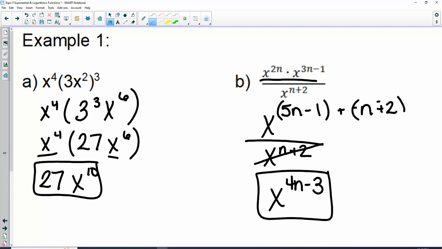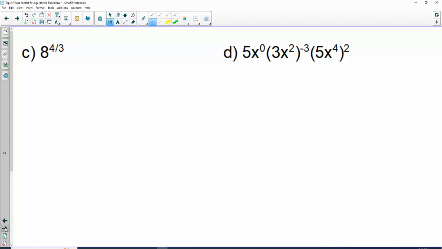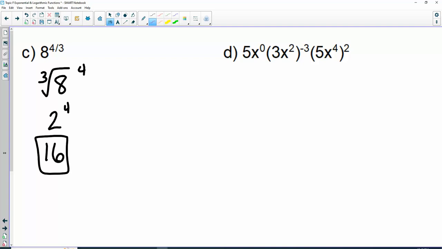Why don't you guys try a couple? So see if you can simplify both of those. We are going to evaluate that without a calculator. What does it mean? What is the cube root of 8? And 2 to the 4th? So I have a 5. What is x to the 0?